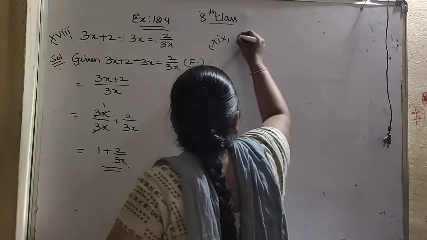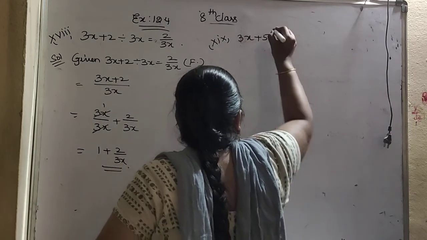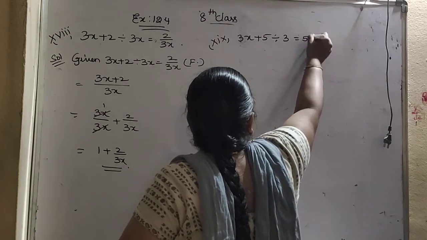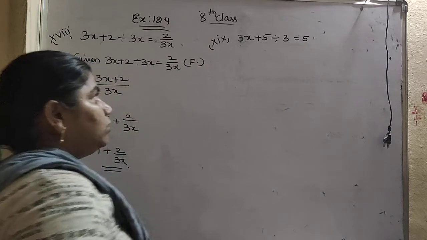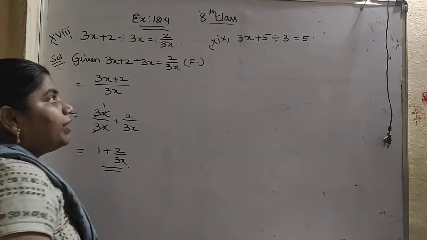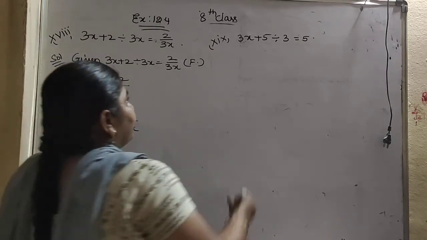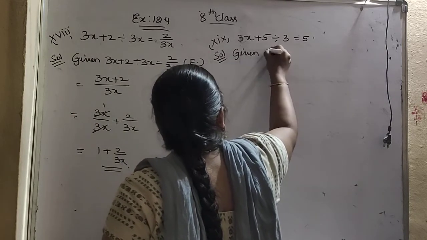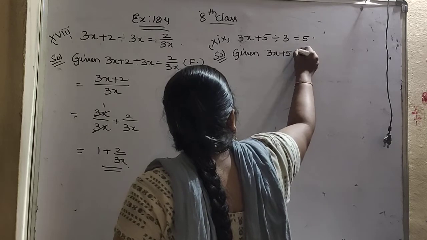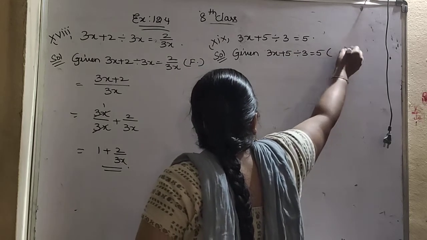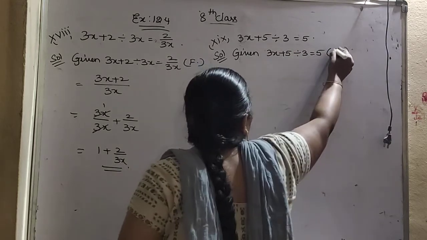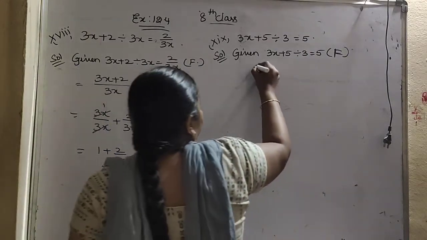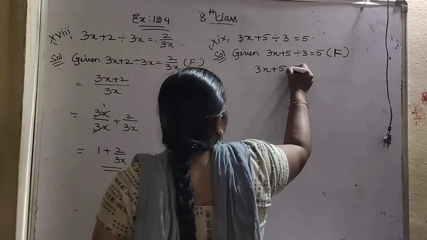19th is (3x + 5) divided by 3 is equal to 5. So what is the question? (3x + 5) divided by 3 is equal to 5. Given, (3x + 5) divided by 3 is equal to 5 is a false statement. So what is the error, we will see now. So (3x + 5) divided by 3.